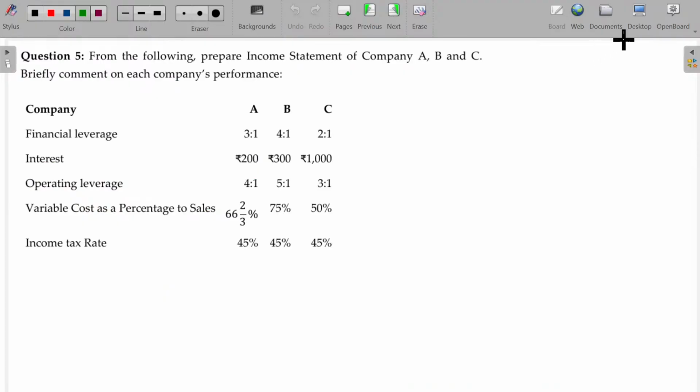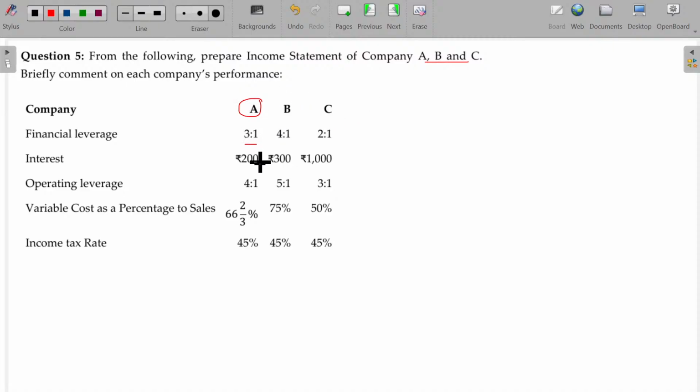Try this illustration without referring to the answer. Try to get the answer. From the following, prepare the income statement of A, B, C. Briefly comment on each company's performance. Let me try to finish up A. You can finish up B and C yourself.